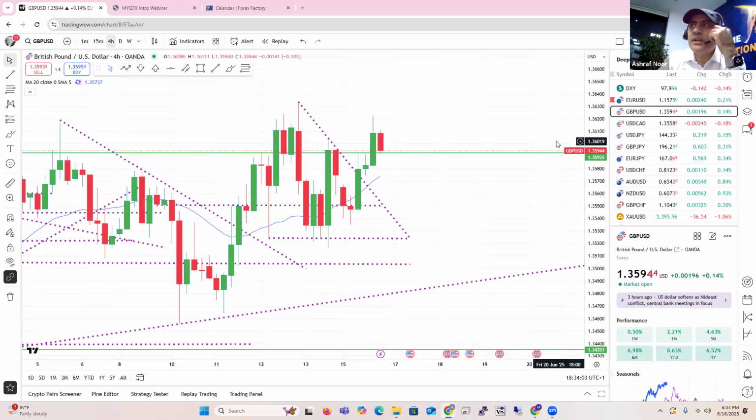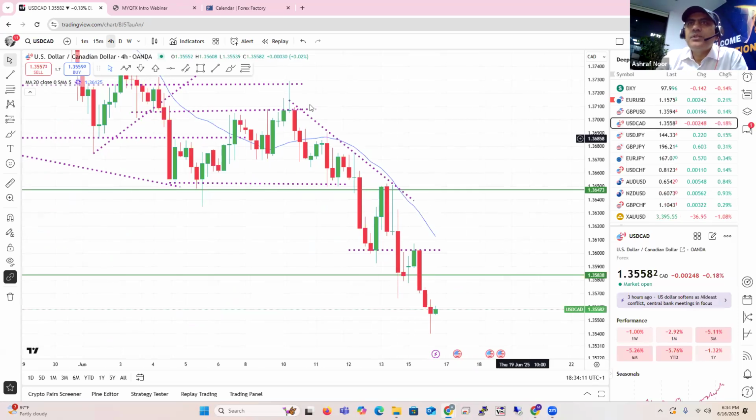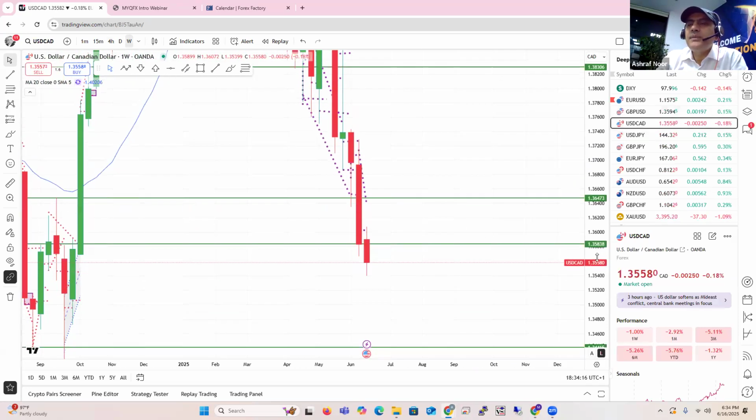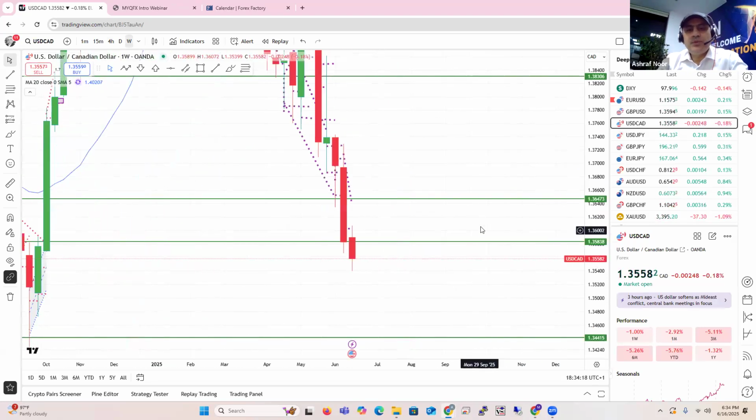And now let's look at another analysis for today, and that is the dollar CAD. Okay, so dollar CAD, let's look at the weekly chart here. We can see last week, even though we have, as mentioned here, this rejection here, the second candle gave us a strong bearish candle, and still we don't see any sign of rejection at this stage.